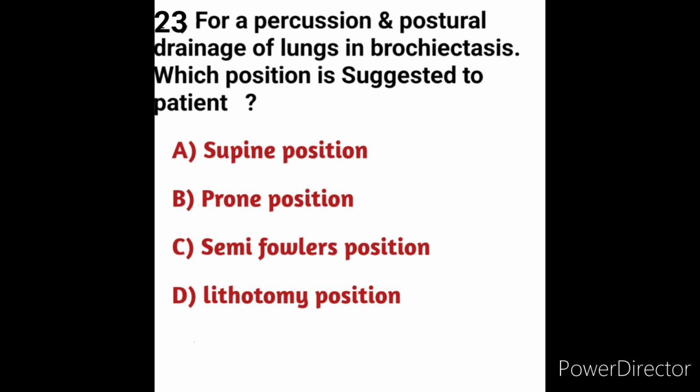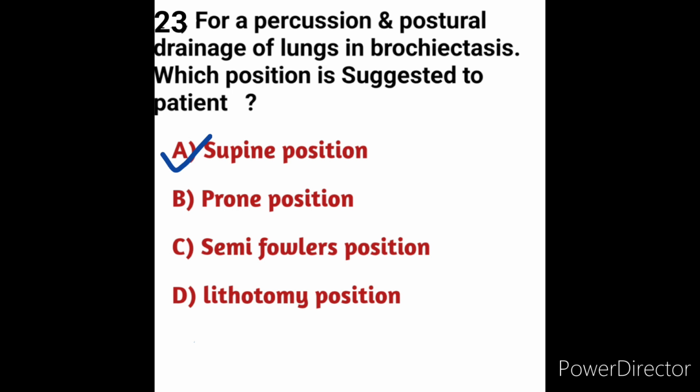For percussion and postural drainage of the lungs in bronchitis, which position is suggested to the patient? We will see the options. Option A supine position, option B prone position, option C semi-Fowler's position, option D lithotomy position. The supine position is the best position for percussion and postural drainage of the lungs to drain extra fluid from the lungs. So here option A is the correct answer, supine position. This question we already discussed from the medical surgical nursing point of view.